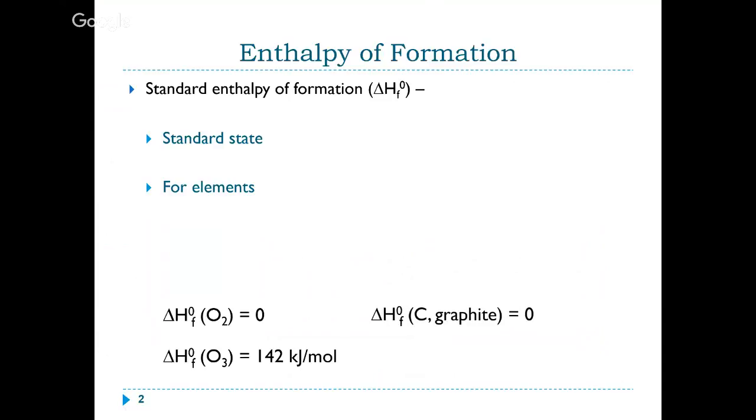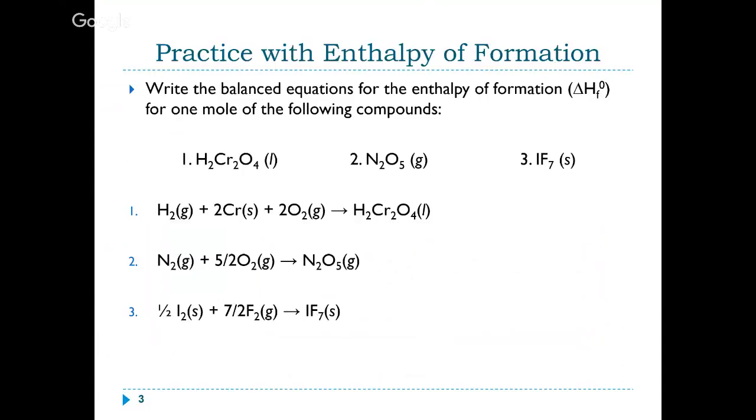The standard state of carbon is graphite, so that enthalpy of formation is 0. However, if we want to make diamond from graphite, we see that it requires 1.90 kilojoules per mole. So the enthalpies of formation for all things in their elemental form is 0. Every other compound has an enthalpy of formation associated with it. So how do we figure those out?